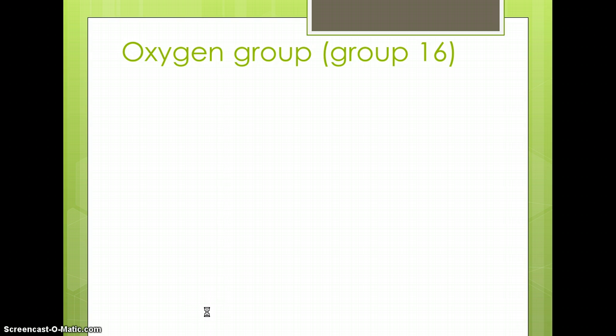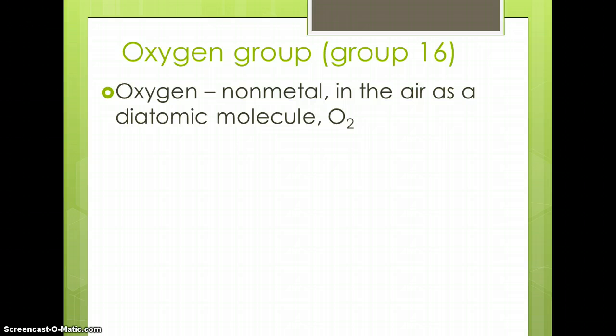So our next group, moving across, is the oxygen group. These are group 16 elements. Oxygen itself is where the name comes from. It's a nonmetal. We find it in the air, and this was one of our diatomic molecules, so we find it as O2. So the oxygen that you breathe in is actually in the form of O2.